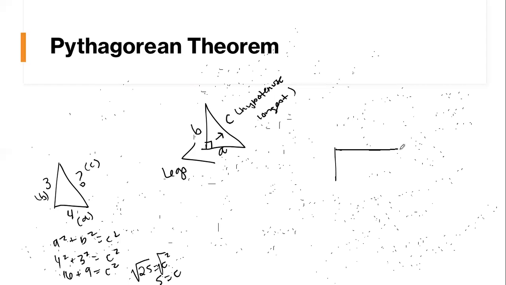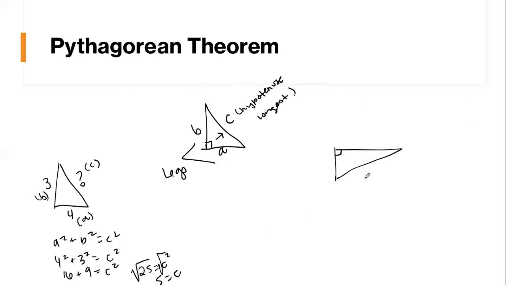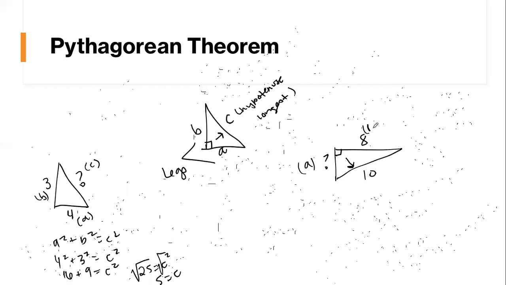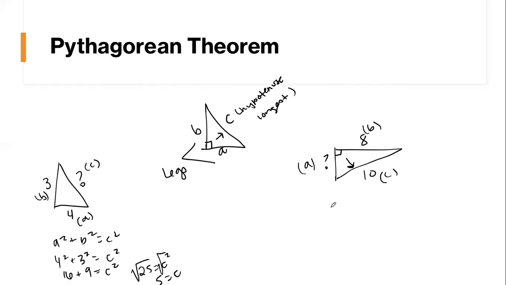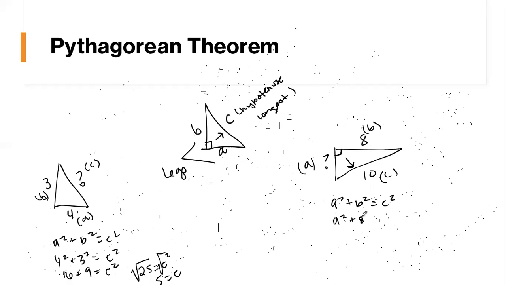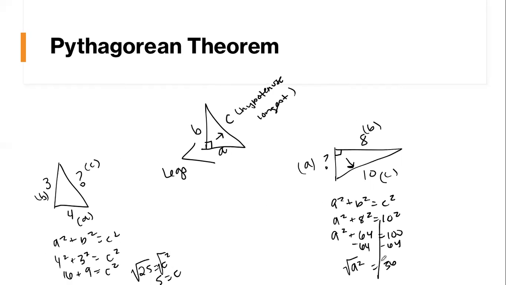And if I'm missing my leg, so this is 10, this is 8, question mark. I know this is my leg because 10 is right across from the hypotenuse. And this is part of the right angle. So I know I'm missing my leg. Always label A, B, and C. A squared plus B squared equals C squared. A squared plus 8 squared equals 10 squared. 8 squared is 64, 10 squared is 100. Subtract 64 from both sides. A squared equals 36. I'm not done because that's A squared. So I square root that, giving me 6.